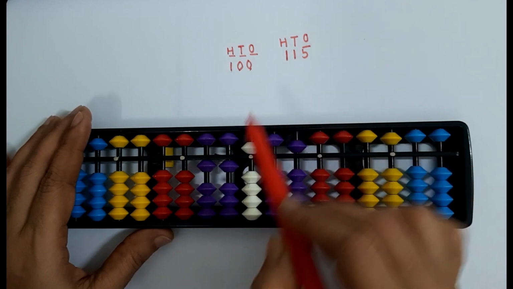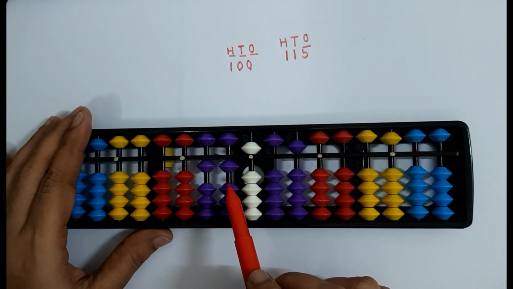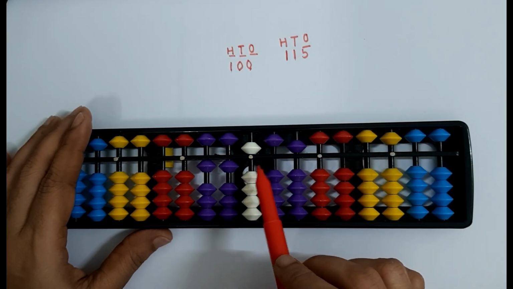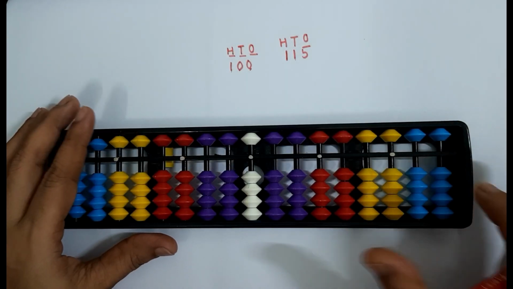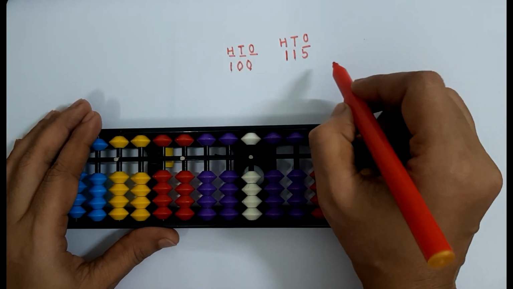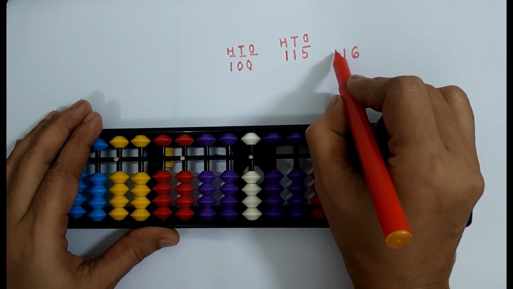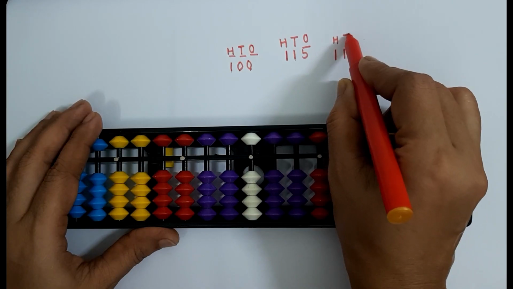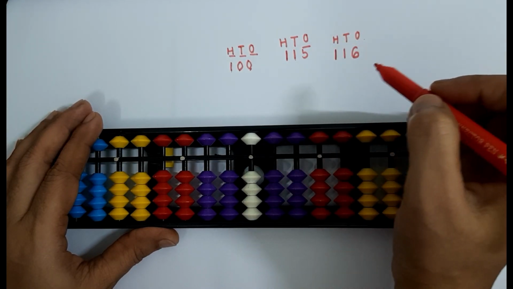This one is for this and this one is for 10th rod and this 5 is at 1st rod. Okay. Now next number will be our 116, right. So this one is at hundreds place and this one is at tens place and this 6 is at ones place. Let us represent this number.